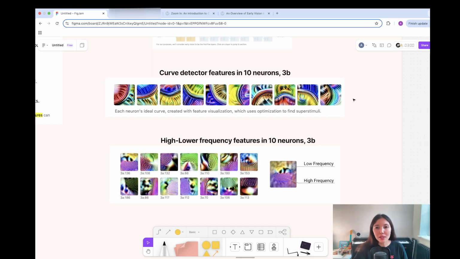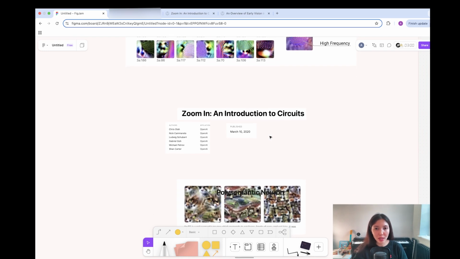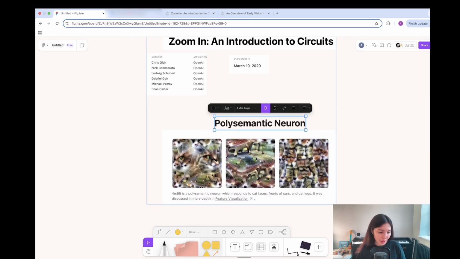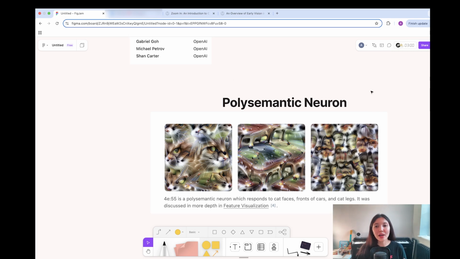These examples might give us a wrong impression that a single neuron is perfectly aligned with a distinct and human understandable feature if someone investigates it deeply, but that's not the case. For example, they also found polysemantic neurons. So this is an example of a neuron that responds to cat faces, fronts of cars, and cat legs. So these features are completely not related at all. And they call it a polysemantic neuron, and we will talk about this and why it happens further in this video.